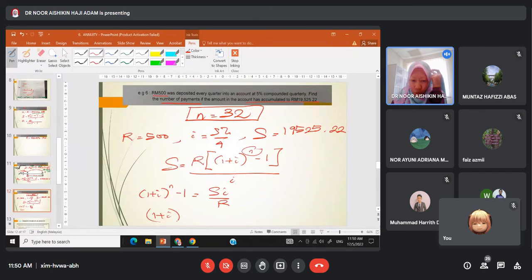So 1 plus I to the power of N would be S times I over R plus 1. Ni, minus 1 ni, pindah ke kanan, plus 1. Okay. At this stage, kita dah boleh tuliskan.